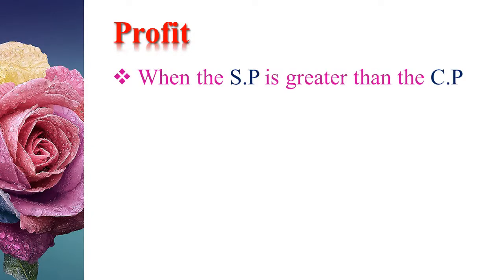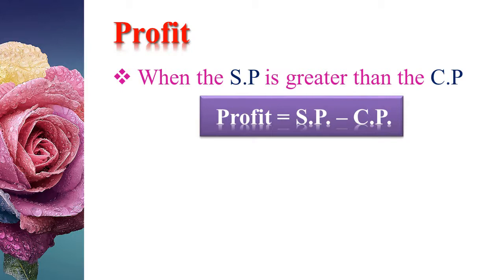Kids, let's begin how to find profit and loss. If a person sells these goods to the customer for a higher rate than the cost price, he earns some extra amount. It is called profit or gain. When the selling price is greater than the cost price, then there is always a profit. So profit equals selling price minus cost price.